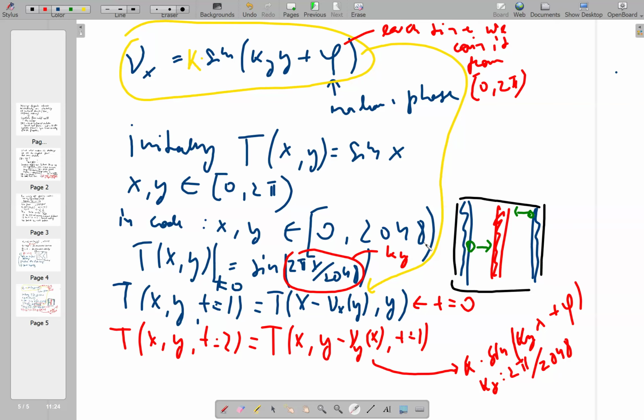So if you end up having a number which is outside of the range, you apply a periodic boundary condition, meaning that you add or subtract 2048, so long as it fits into the range, right? You understand the concept?